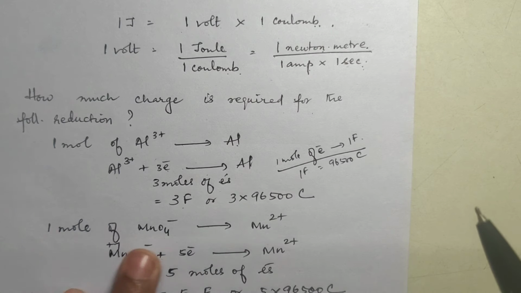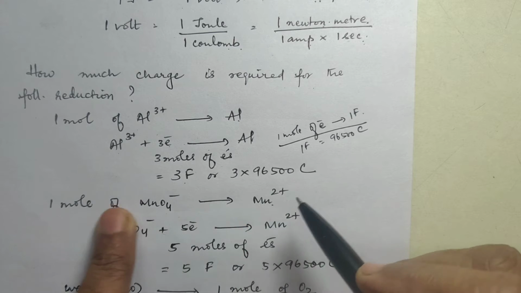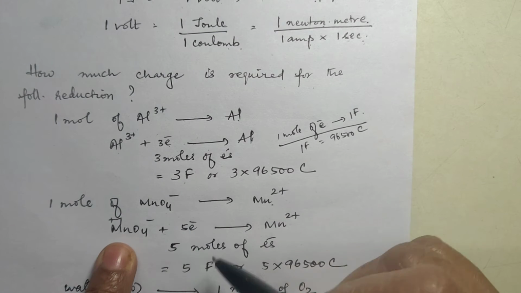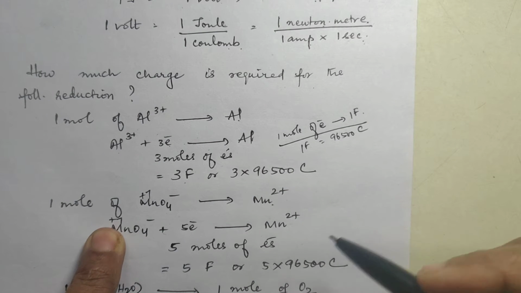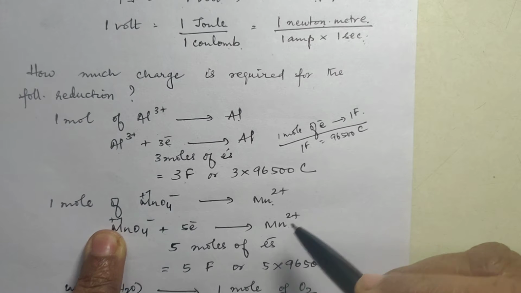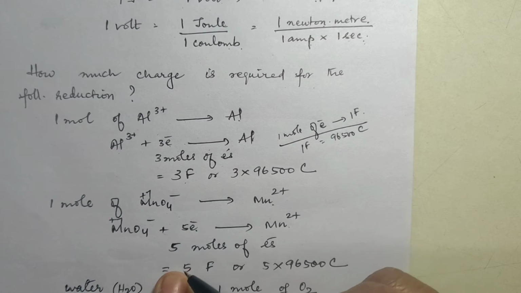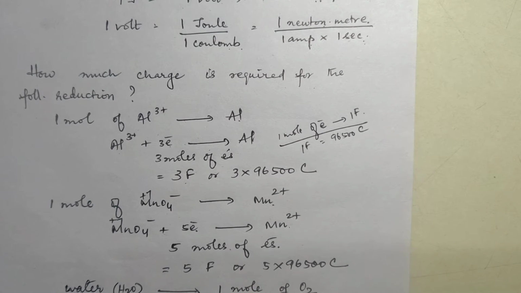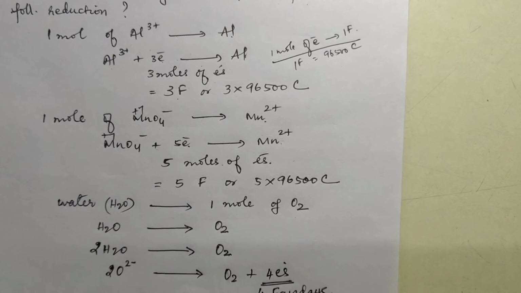Same way, 1 mole of MnO4 minus to Mn2+. You have to find out how much charge is associated with this. What is the charge on Mn? Here it is plus 7. So plus 7 is reduced to plus 2. How many electrons will you add? You will add 5. So this is 5 moles of electrons. That means 5 Faradays. 5 Faraday means 5 into 96,500 coulomb. Right? Let's take another example.